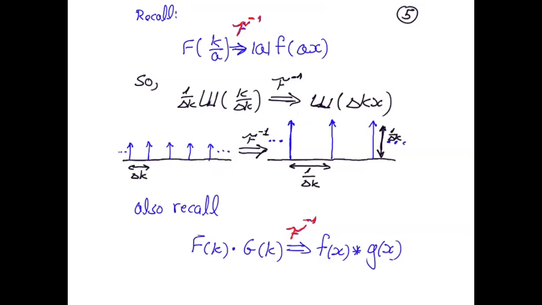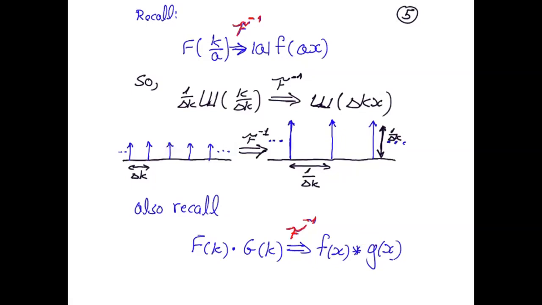Now, the other thing that you want to recall is that if I have two functions that are multiplied together, and I take the inverse Fourier transform of that, I would get the convolution between the inverse Fourier transform of this function, which is small f of x, convolved with the inverse Fourier transform of g of k, which is a small g of x. So multiplication in the frequency domain corresponds to a convolution in the signal domain, or image domain, or time domain.